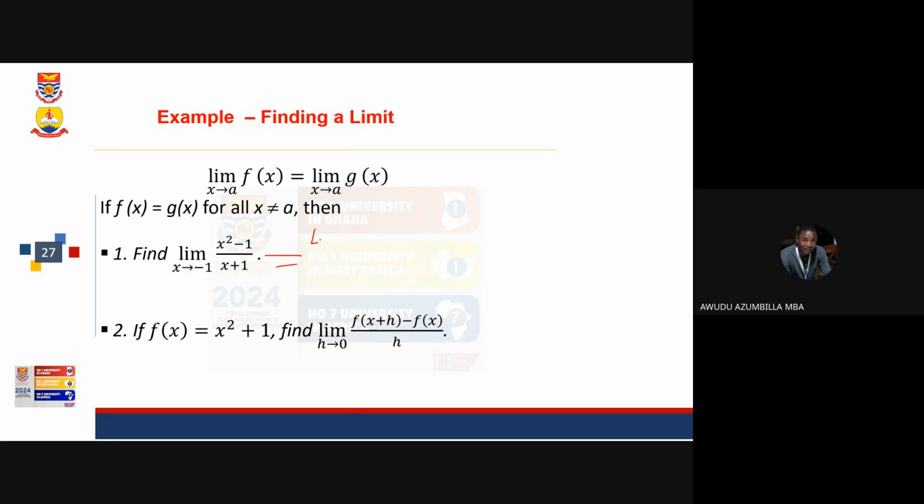So you have the limit of x squared minus 1 over the limit of x plus 1. Apply them to both sides before you can simplify, before you can find the limit as x approaches -1. Now, if you have x squared minus 1, a difference of two squares. Who can remember the difference of two squares?